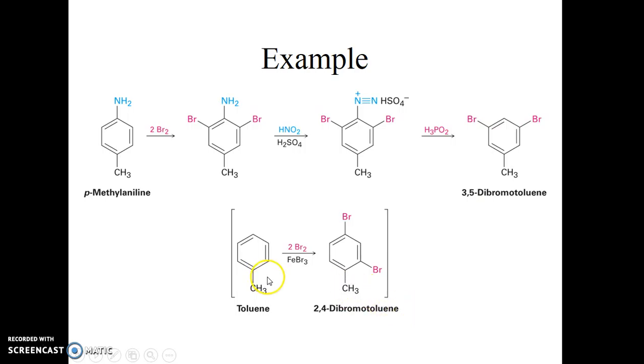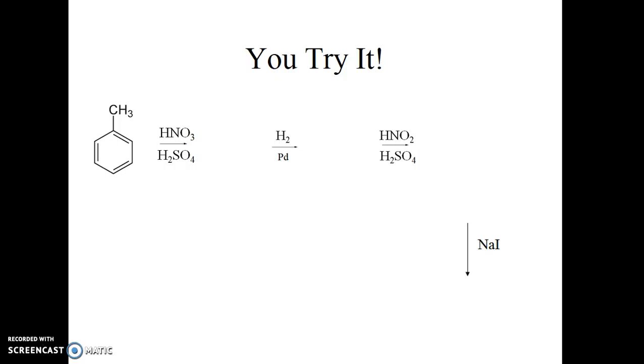If I were just to take toluene and treat it with bromine, I get substitution in different places because the nitrogen is here. It activates those 2 positions, and so we get a different arrangement. Go ahead and figure out what is the outcome of each of these reactions.